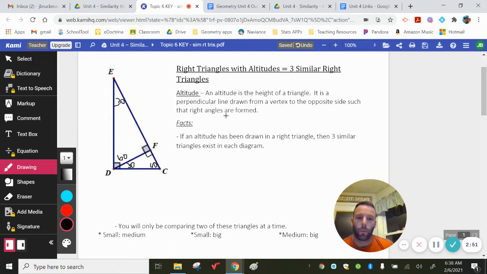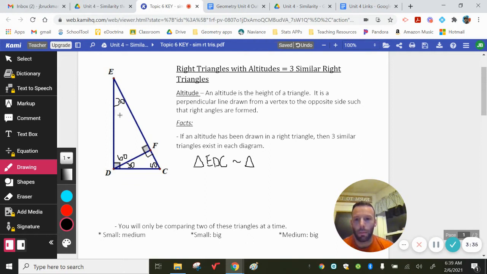So what I can do is write a similarity statement that involves all 3 of these triangles. It might look like this. If I start with the biggest triangle, let's call it triangle EDC. In triangle EDC, we have angle E is a 30-degree angle. Angle D, this whole angle D, is a 90-degree angle. And then angle C is a 60-degree angle. So this was a 30, then a 90, then a 60. That triangle is similar to another triangle where you have a 30-degree angle, then a 90-degree angle, then a 60-degree angle.